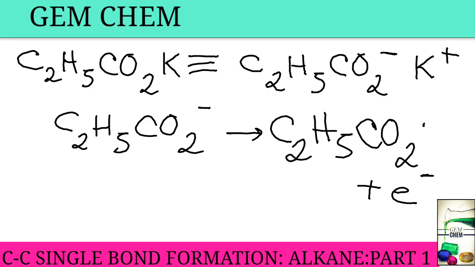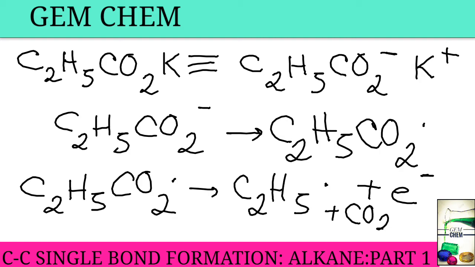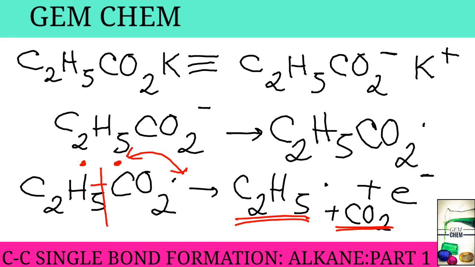Right. Now this C2H5CO2 dot can form C2H5 dot and carbon dioxide. This is possible by breaking the bond in between this. So one electron comes here as a radical, another comes here. So this one pairs up. So we get neutral carbon dioxide and this one remains as a free radical. Now we will see what are the products formed using this radical.